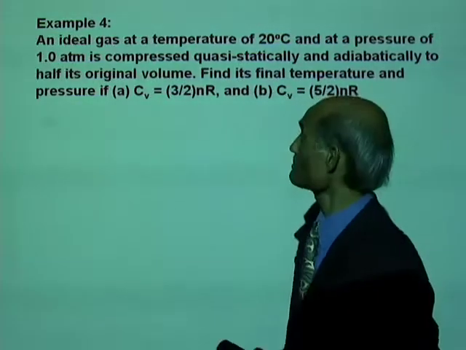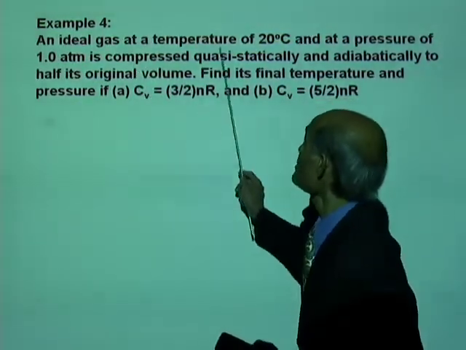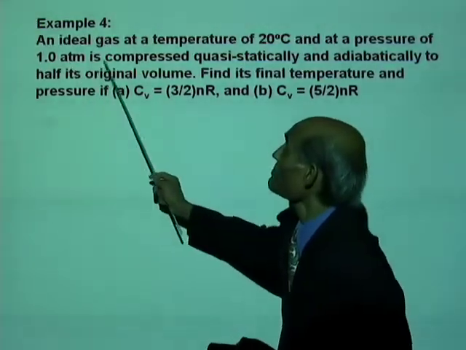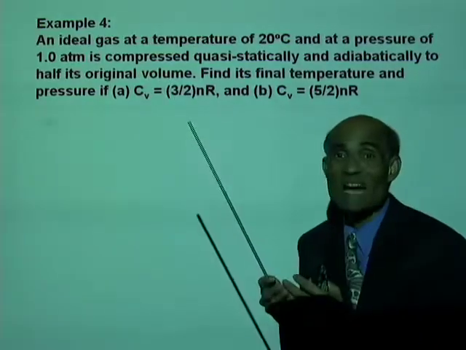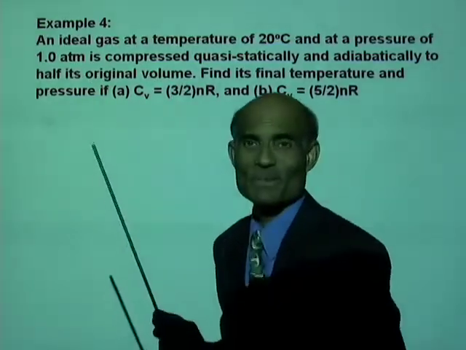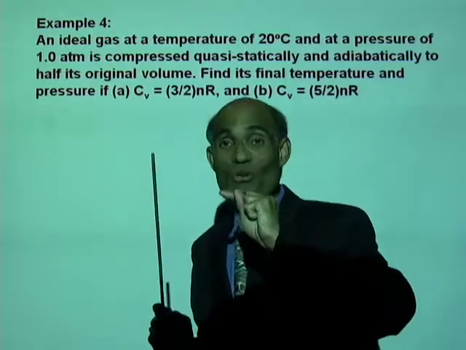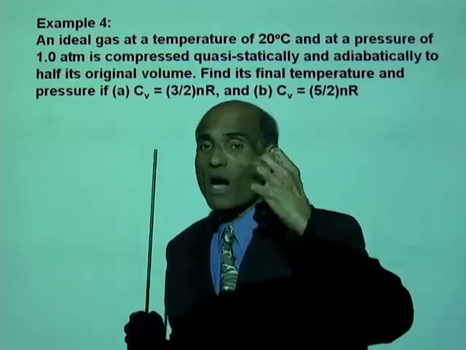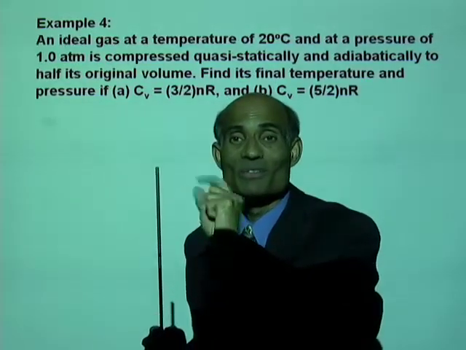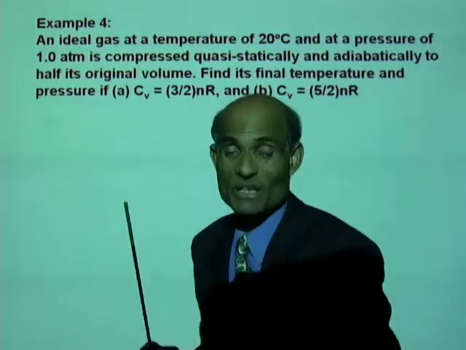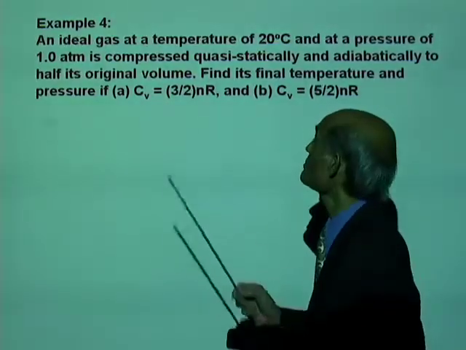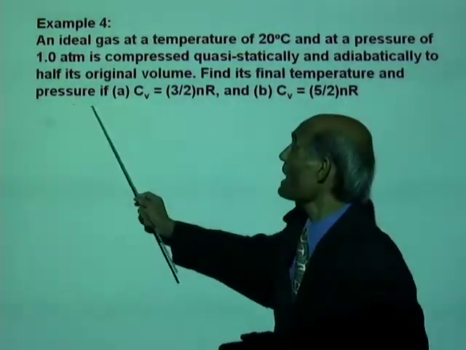Okay, let's do another problem. An ideal gas at a temperature of 20 degrees Celsius and at a pressure of 1 atmosphere is compressed quasi-statically and adiabatically to half its original volume. You see, the moment you see half its original volume, you must say immediately, aha, V1 divided by V2 equal to 2. You see, that quantity comes very handy. It is compressed to half its original volume. V1 over V2 equal to 2. Find its final temperature and pressure.